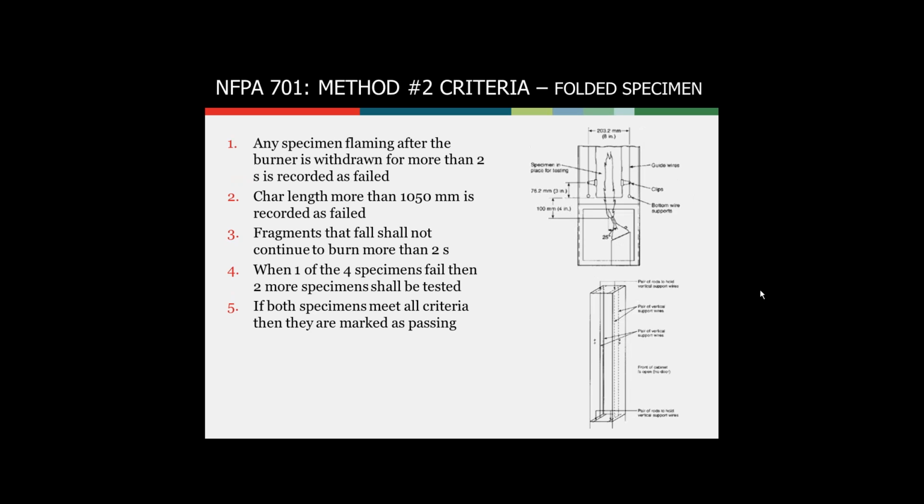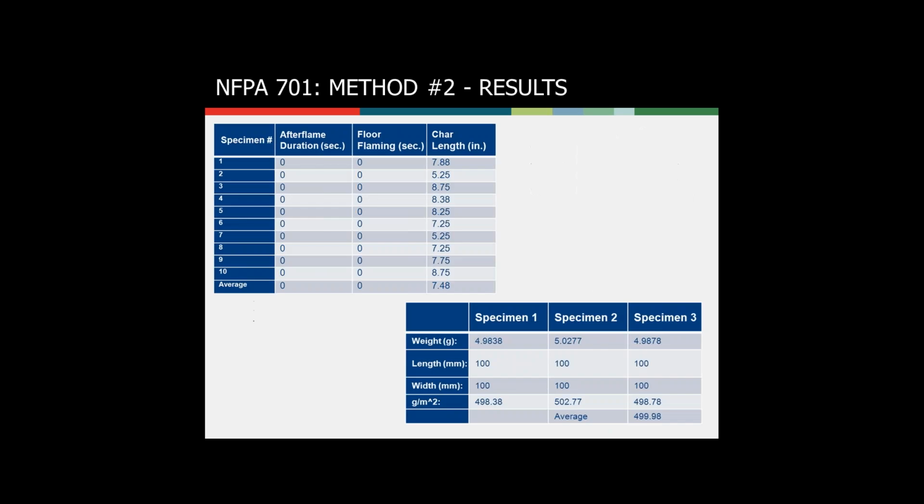And a retest of the material is conducted if only one test specimen does not meet the test criteria. 2 new specimens are tested. Both must meet the test criteria. Here is the data that's included in the test report. We do include a density measurement for all our clients.